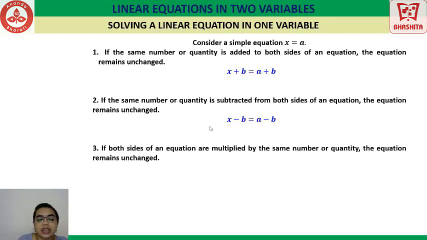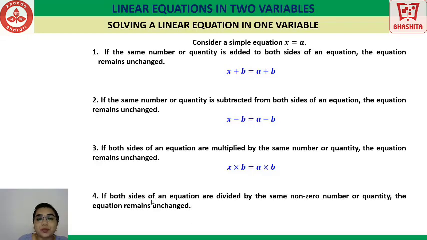Okay, next. If both sides of an equation are multiplied by the same number or quantity, then the equation remains unchanged. So you are multiplying on one side of the equation, for sure you must be multiplying on the other side as well. So x into b is equal to a into b. What is the number that we are multiplying here? Yes, the number b is being multiplied.